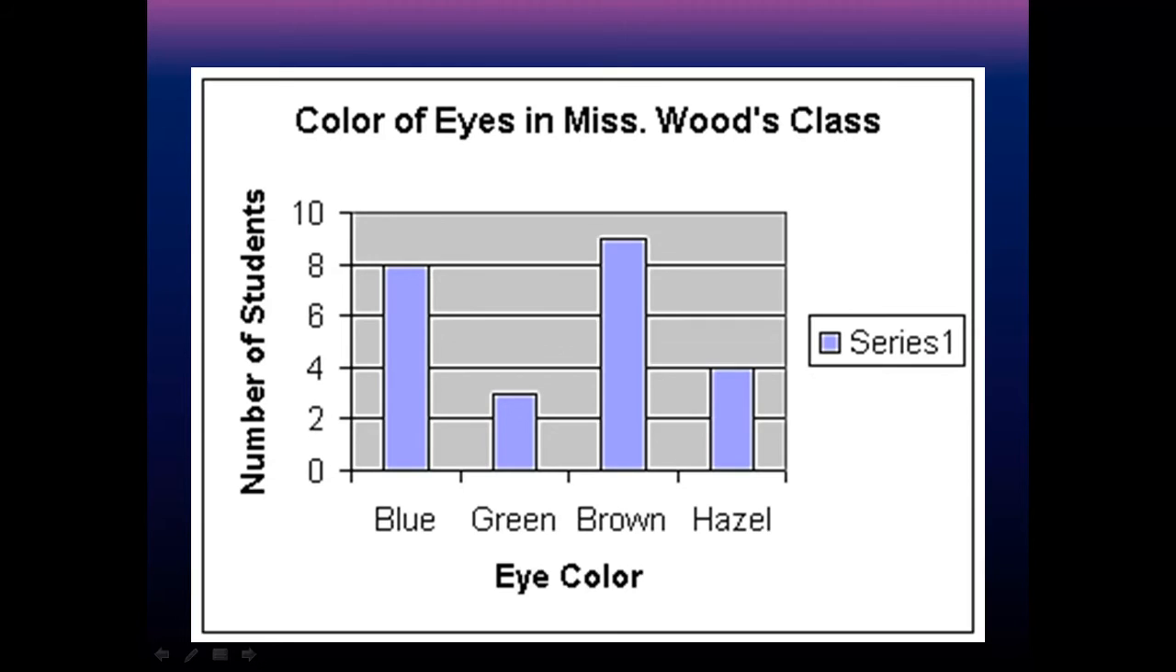And on the y-axis, as you can see, there are a number of students. So blue eyes, 8 students. Green eyes looks like 3 students. Brown eyes looks like 9 students. And hazel color eyes, there are 4 students. Of course, you can have multiple categories in one bar graph. So this is a bar graph.